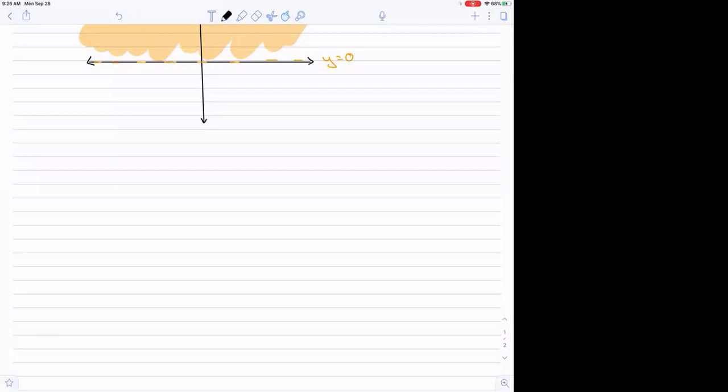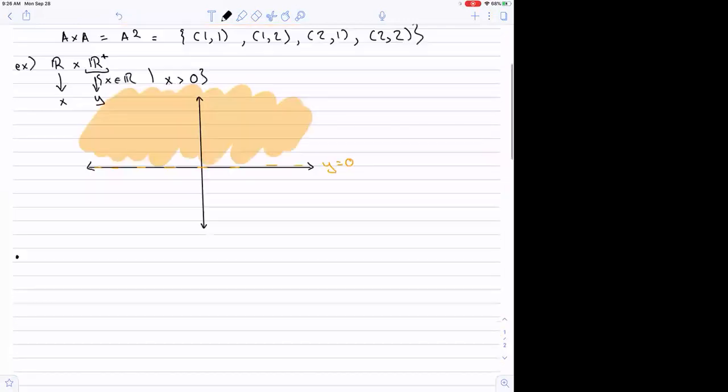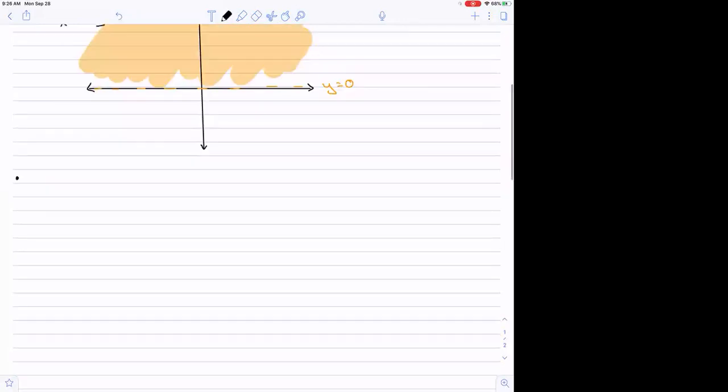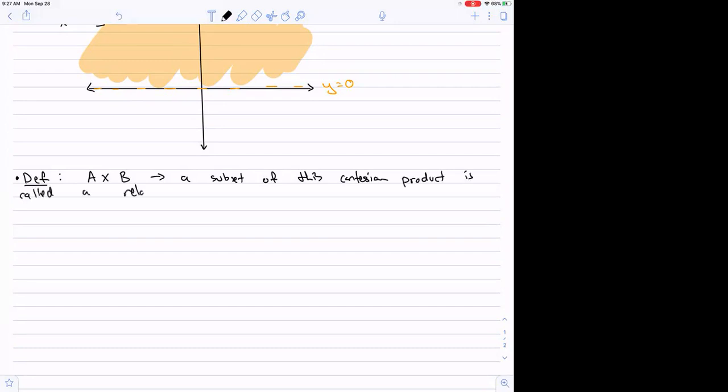All right, so I'm going to define relations. Definition: let's say that we have the Cartesian product A cross B. A subset of this Cartesian product is called a relation from the set A to the set B. Maybe I should underline the words that I'm defining.